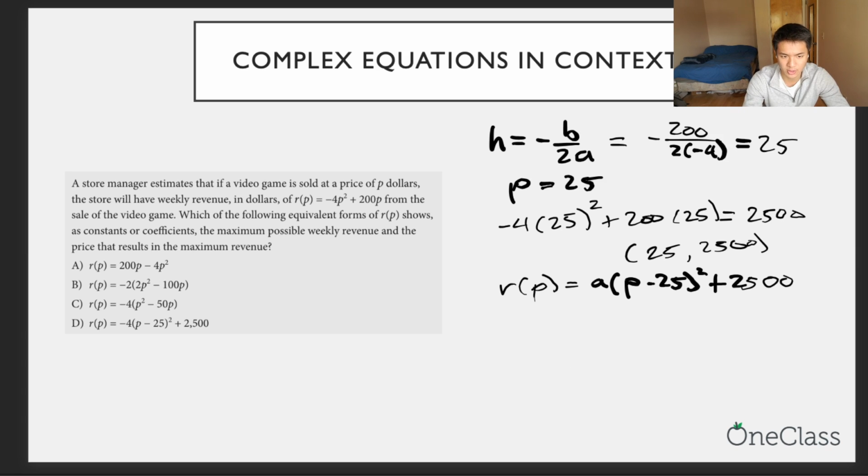find what a is because we're simply asking which of the following equivalent forms shows as constants or coefficients the vertex points. And that's going to be answer choice D, where a is equal to -4, because we have p minus 25 and 2500, and none of the other answer choices give us those values, right? So this is kind of that process. Again, the key to understanding this question was being able to find the vertex points, the x and y coordinates.